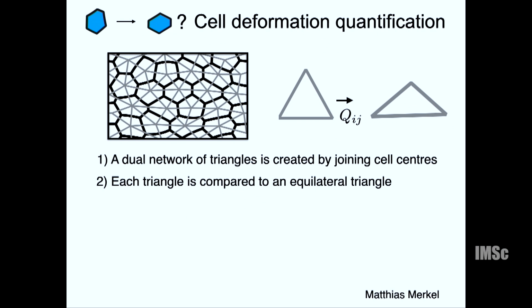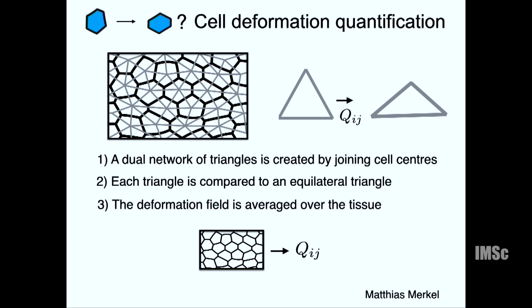And I'm not going to go into the details of this method. There is a bunch of papers which they have written in characterizing this kind of cell elongation from this network dynamics. But the idea is, if you take any triangle and quantify the change in its dimensions with respect to a regular triangle, that will give you a Qij for each of these triangles over time. So now with this, we have the cell elongation or the cell deformation quantification. So now we can compare these two.